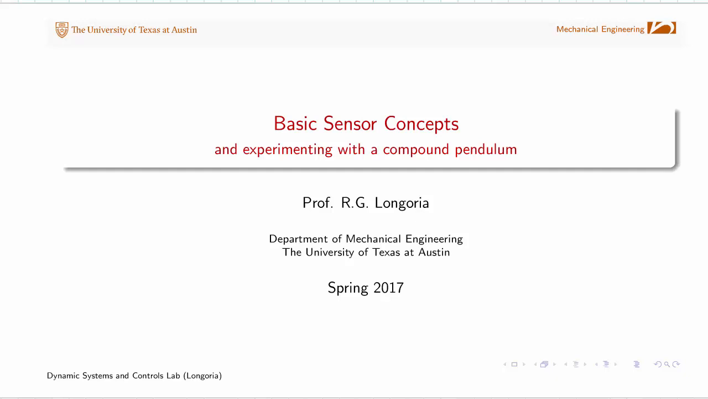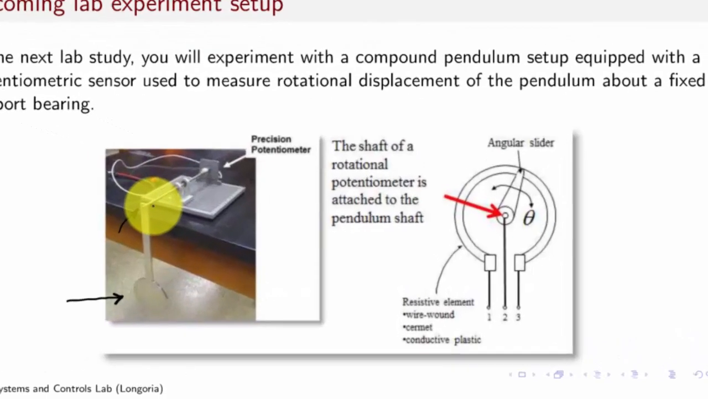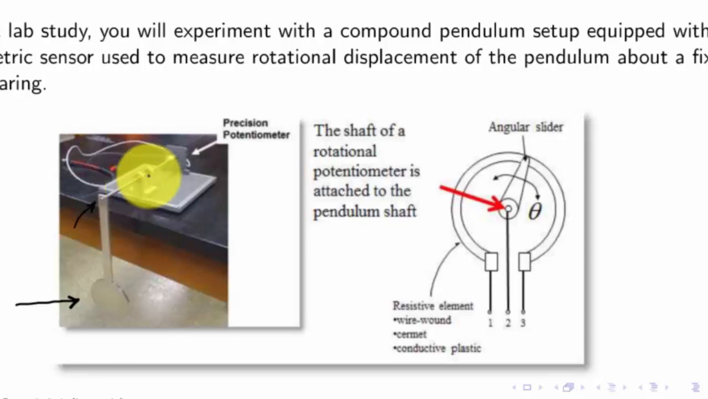In the following lab, you'll actually do some modeling and experimentation with this pendulum setup. For now, in this quick lecture, I'm just going to review some basic sensor concepts using the compound pendulum as an example. The compound pendulum setup is a pretty straightforward device. It has, as you can see here, a rigid aluminum pendulum that's connected at its base rigidly to a stainless steel shaft that sits on two bearings.